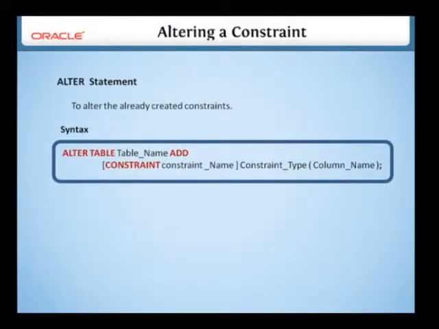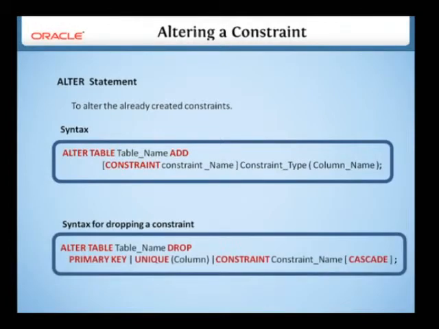Now let's see how to remove a constraint from the table. This syntax is used for dropping a constraint from a table. In this syntax, we give the constraint name after the keyword drop. Here we can find an option, cascade. It is a keyword, and this option is used to drop the constraint and its dependent constraints.